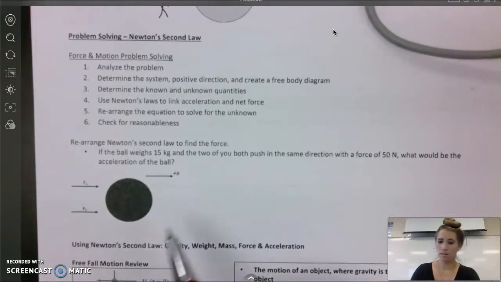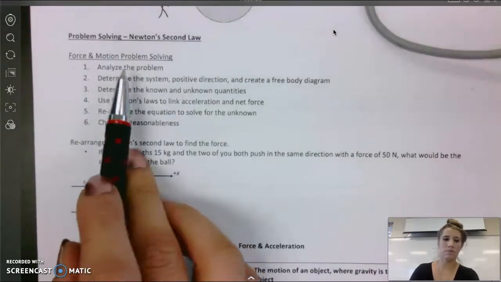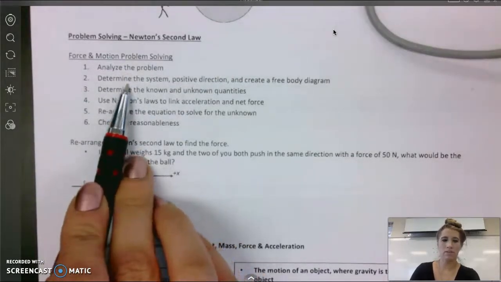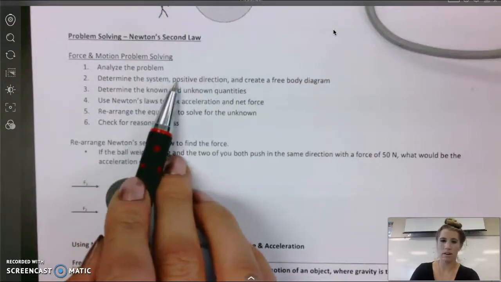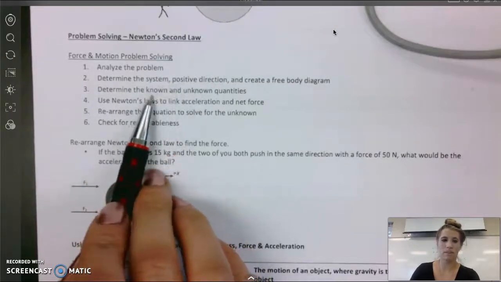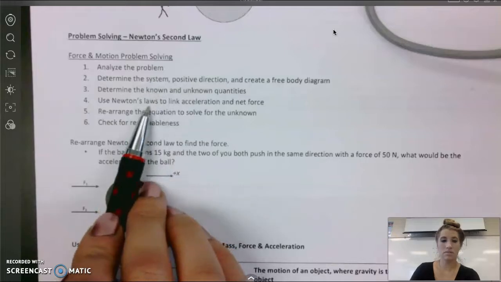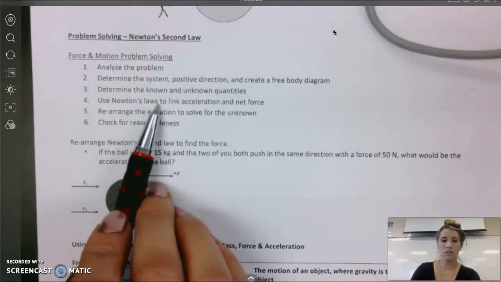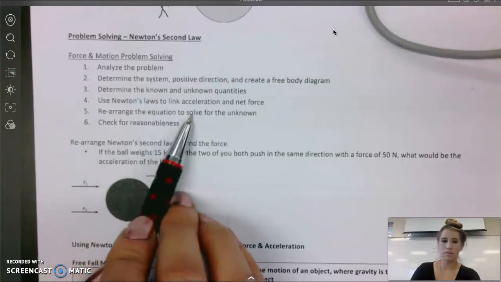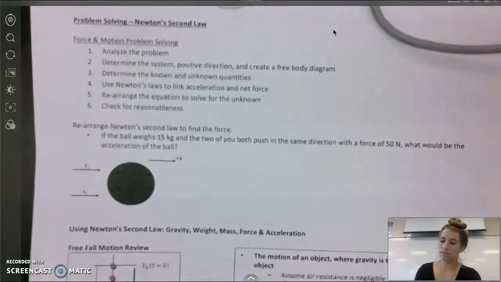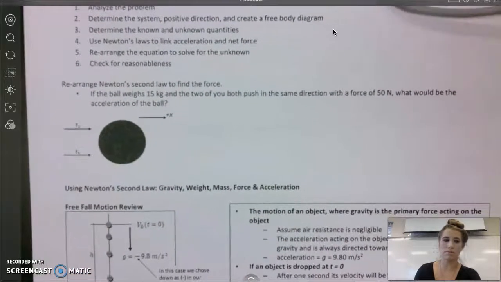All right. So when we come across these kinds of problems, we're going to analyze the problem, determine the system, and say which direction is positive and negative for a free body diagram, determine our knowns and unknowns, and then we'll use Newton's second law for acceleration. We'll rearrange the equation as we need it, and then ask ourselves, is this reasonable?